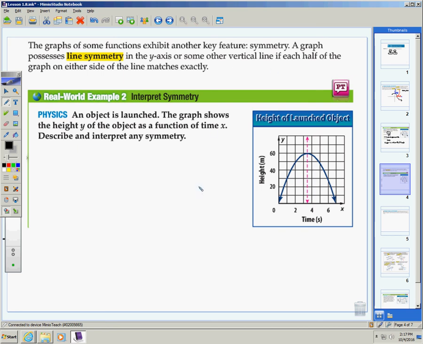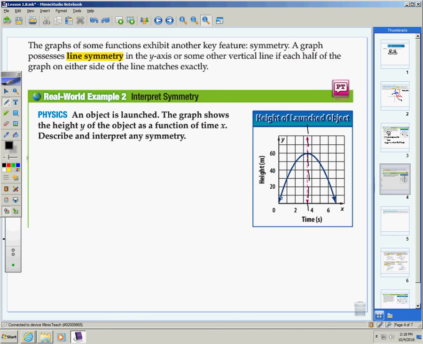And you can see right here I've got my line of symmetry, because if I drew in this line, I would see the exact same thing on the left side of the line as I would on the right side. So it has line symmetry. And describe and interpret it. So here is the symmetry. And what does it mean? Well, obviously it went up to 60 and then back down to 0.